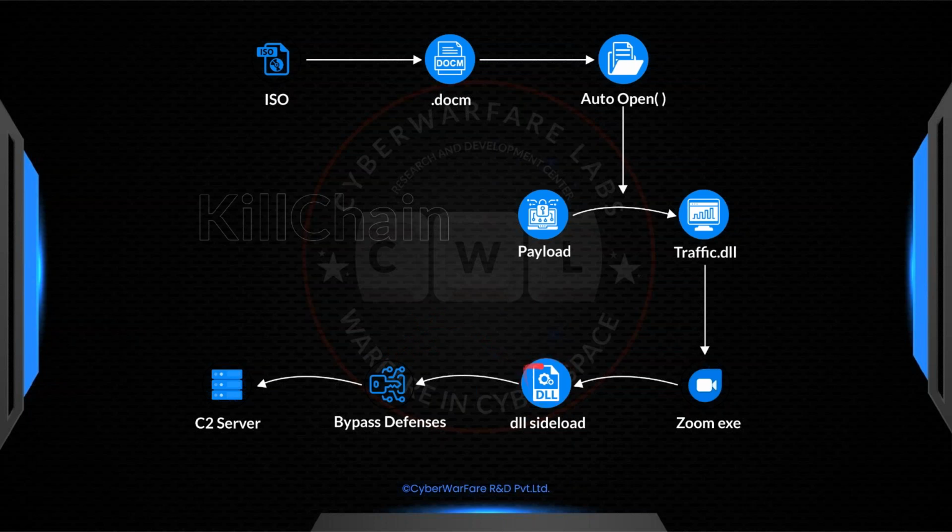But our DLL is already loaded into the signed binary, so there is a high chance that it is going to bypass most of the defenses. And from there, once the DLL is sideloaded, it will again connect to the C2 server. So this is the kill chain that we are going to follow. We are not going to discuss all of this, only this part. However, we are going to demonstrate all of these skills in our lab.